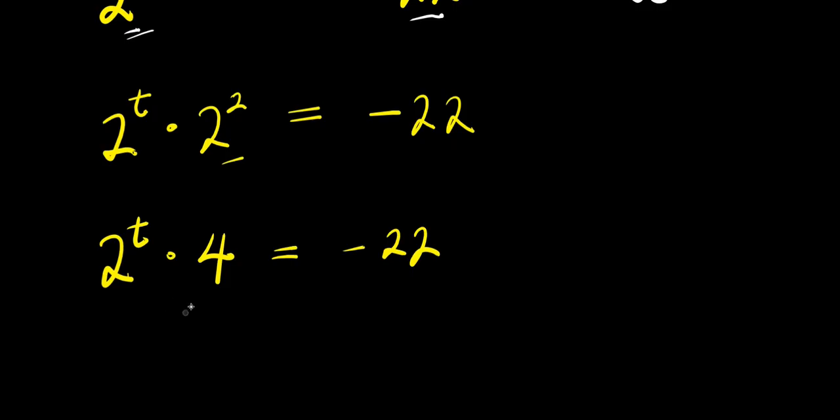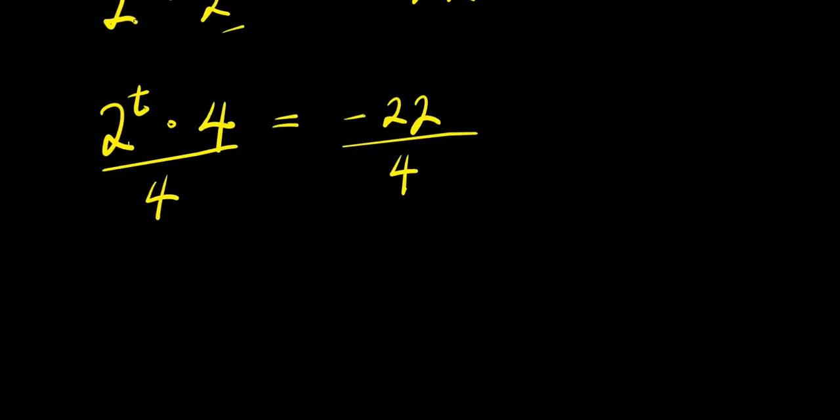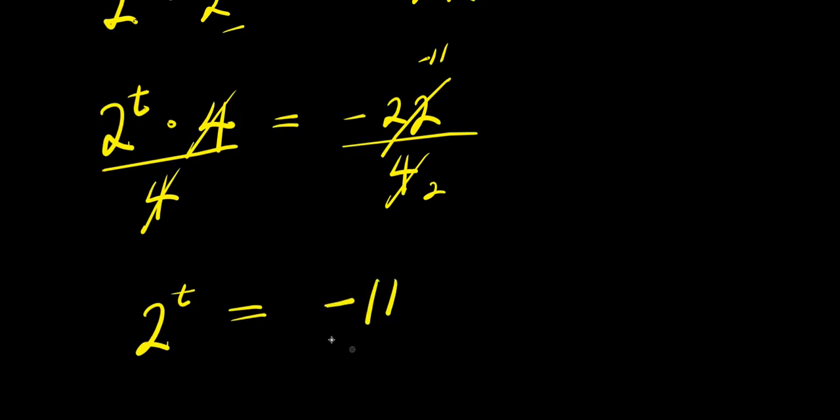So from here, we can divide this by 4. So 4 eliminates 4. I have 2 power t equals negative 22 divided by 4. To cancel there, this is negative 11, and to cancel here, we have 2. This is negative 11 divided by 2.